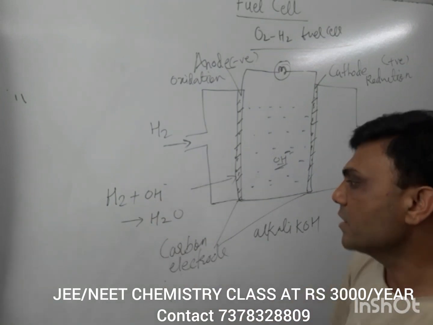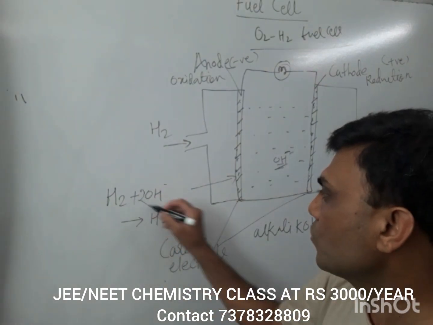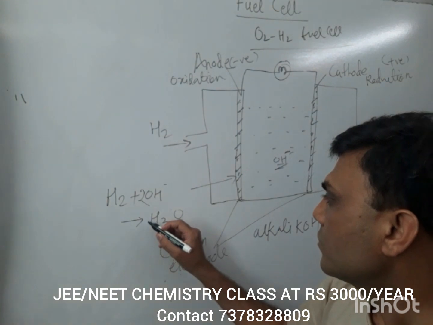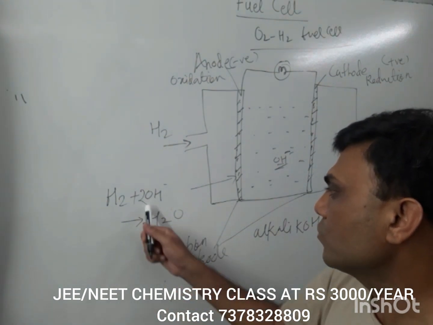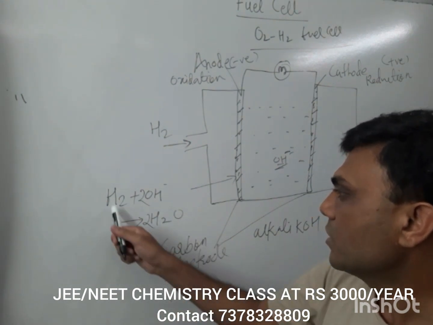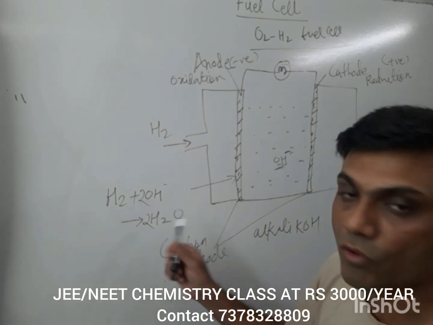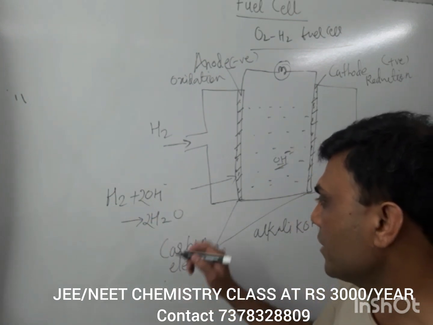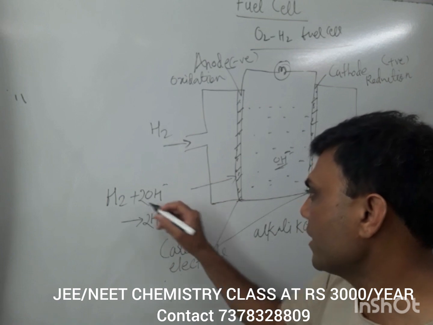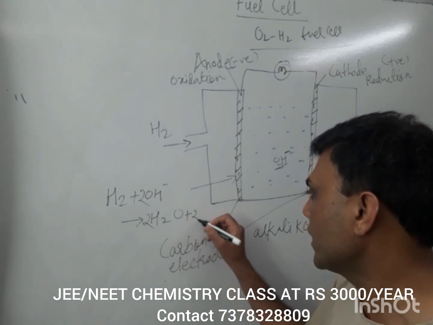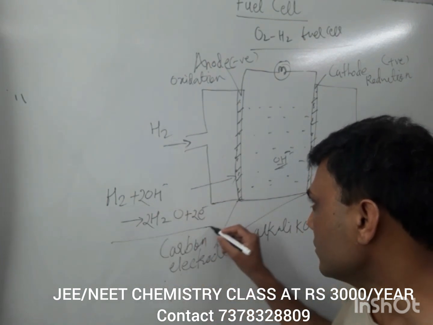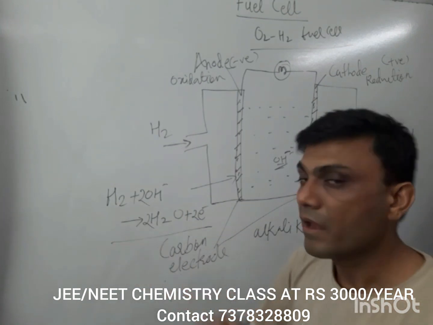We have to balance this reaction. Give 2 here, so it will become 2 also here. 2 oxygen, 2 H2 plus 2 H2, 4 H atoms. And we have to also balance these ions, so we have to give here 2 electrons. This is a reaction at the anode.